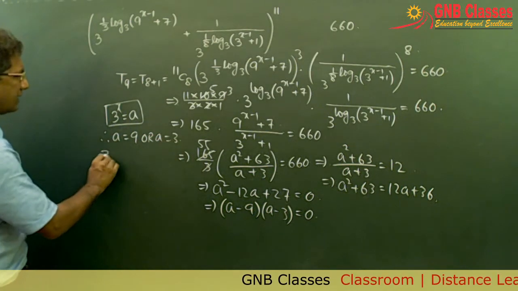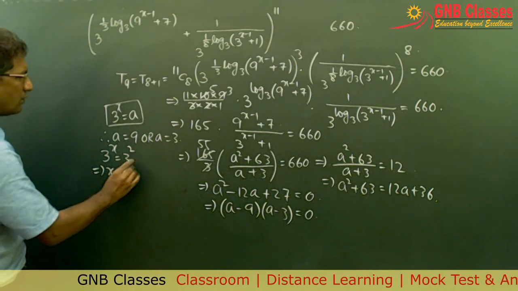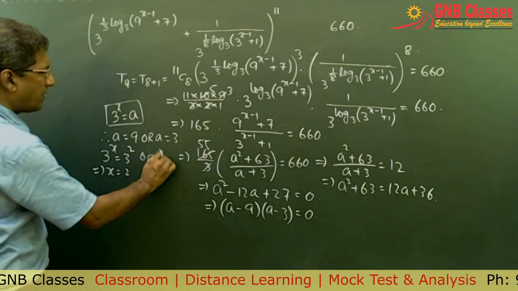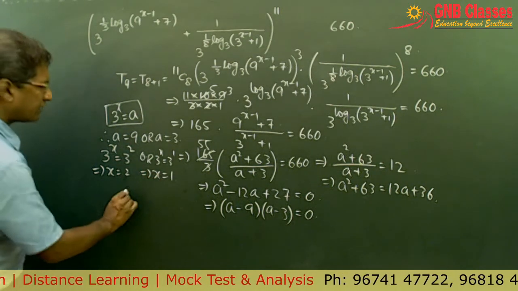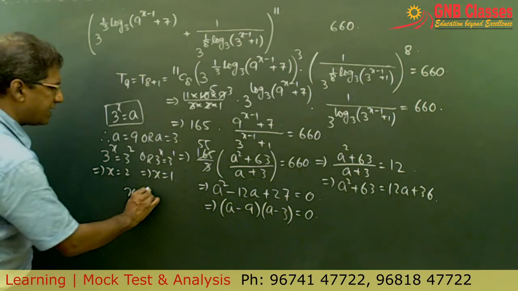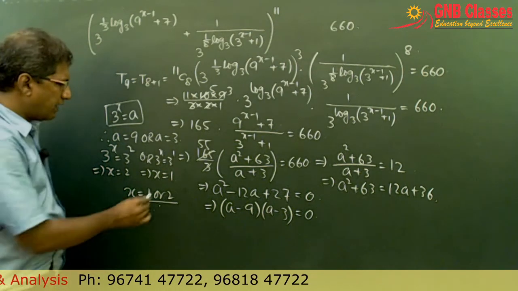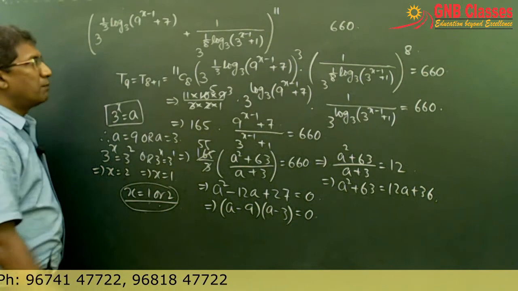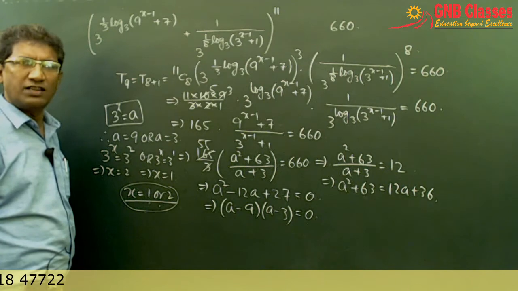When a is 9, that is 3 to the power x is 3 square, implies x is 2, or 3 to the power x equals to 3 to the power 1 implies x is 1. Therefore, your x can be 1 or 2. Is it clear to all of you? Therefore, your option B is correct, right? Your option B is correct. Have you understood this problem?